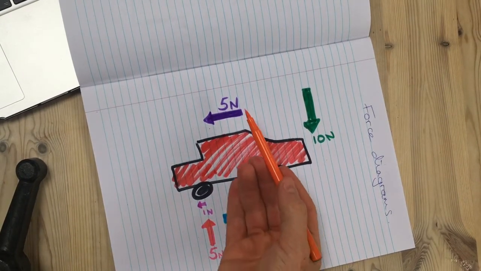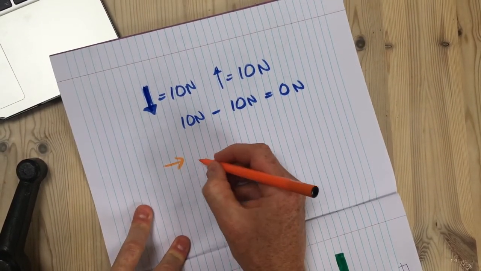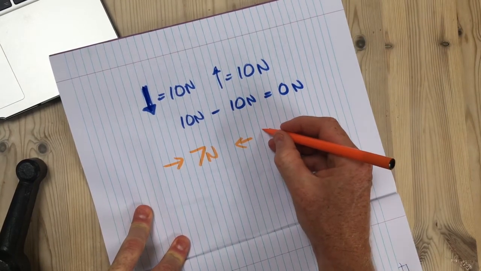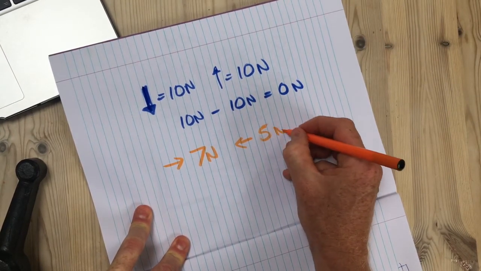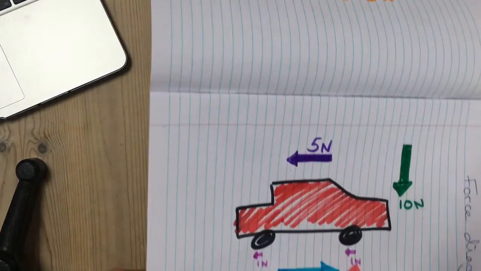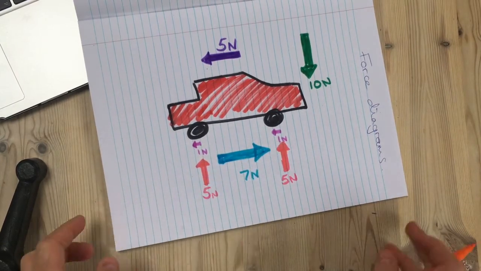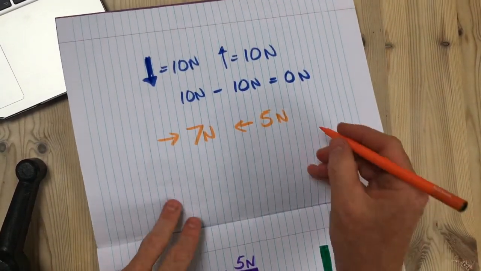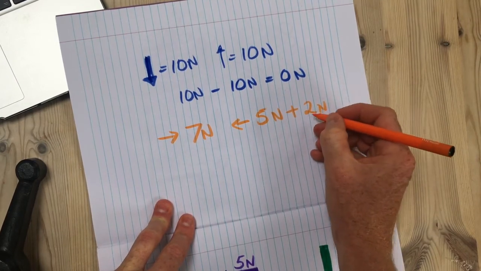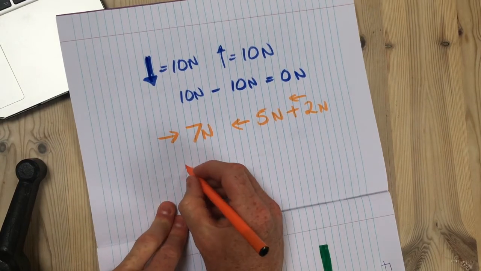Now moving forward, I've got 7 newtons forward, I've got 5 newtons back. So that is unbalanced, that is unequal. 7 forward as thrust, 5 backward as air resistance or drag. So that we know is unbalanced, but don't forget, look at the direction. I've got to add on the 2 newtons of friction force, and that is acting in the same direction as the air resistance.